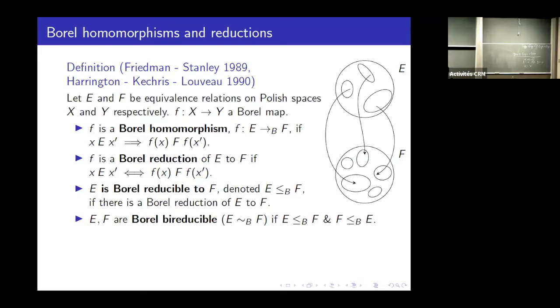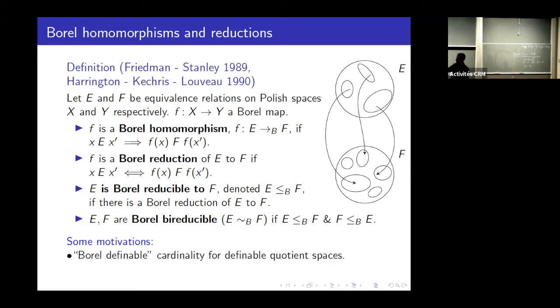In this case, we think of E as less complicated than F. And okay, now we just say that E is Borel reducible to F, denoted E ≤_B F, if there is a Borel reduction. And if there are Borel reductions both ways, they are Borel bireducible, and we think of them as equivalent in terms of this complexity.